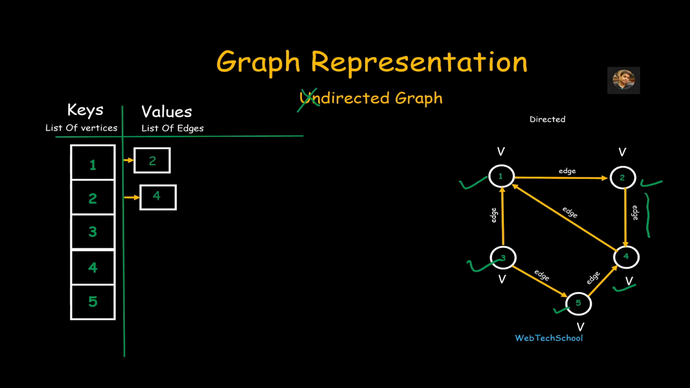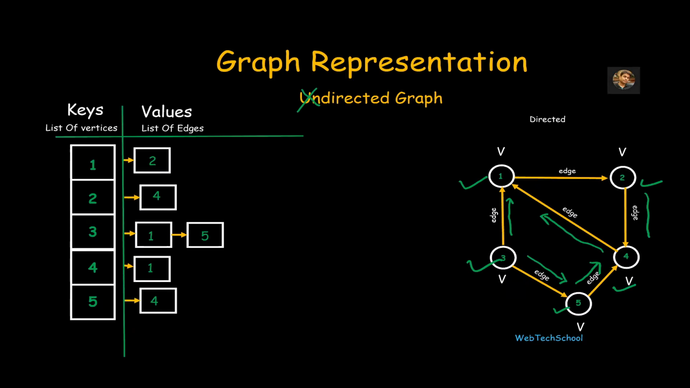Then for vertex 3, we have edges to 1 and 5. So to the edge list, we will add two nodes, 1 and 5. For 4, we have a single edge present, so we'll just create a single node in the edge list linked list. Now for vertex 5, again we have a single edge present. To vertex 4, we'll add a single node. So for a directed graph and an undirected graph, the representation of adjacency list is exactly the same.